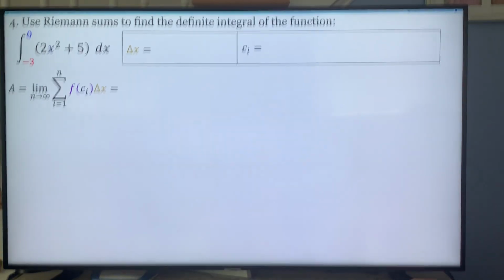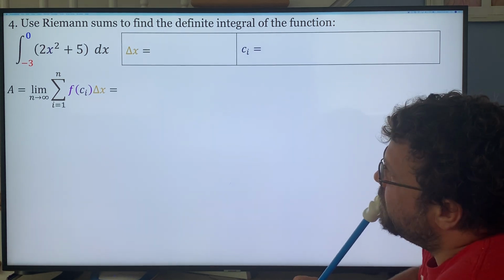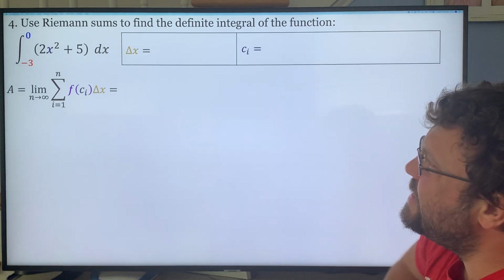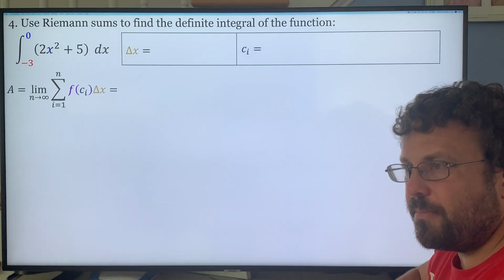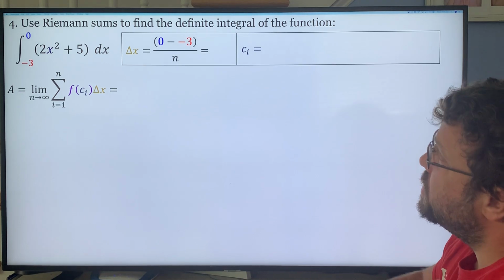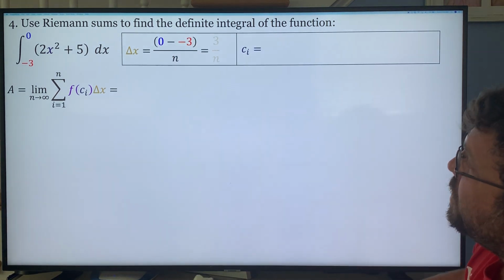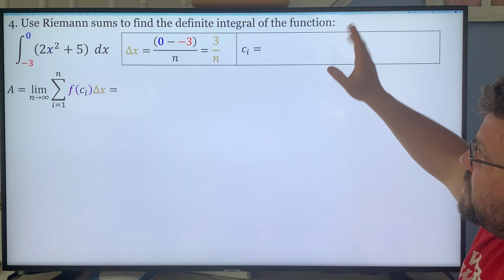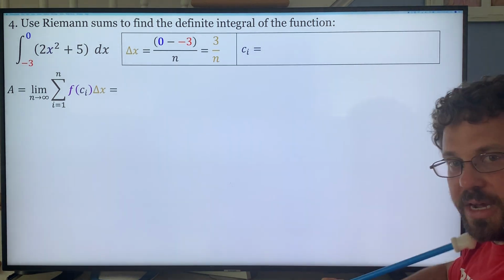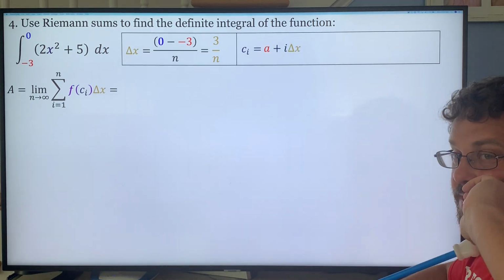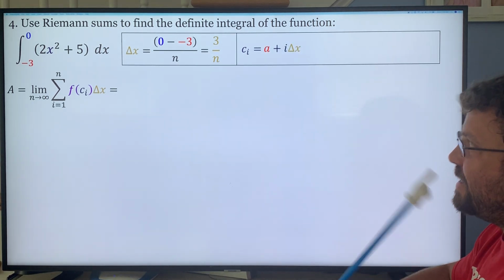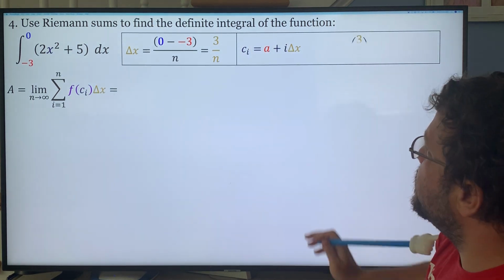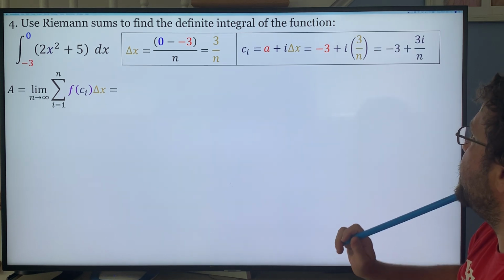All right, ready for the last concept? Yes. All right, use the Riemann sum to find the definite integral of the function. So right here, delta x. What is indeed delta x here? Same concept, b minus a over n. So it's 0 minus negative 3 over n, which is 3 over n. This is pretty much the same thing we just did again, just different names for everything. Ci, remember Ci equals a plus i delta x. We just did this. So a is negative 3 plus i times 3 over n, negative 3 plus 3i over n.